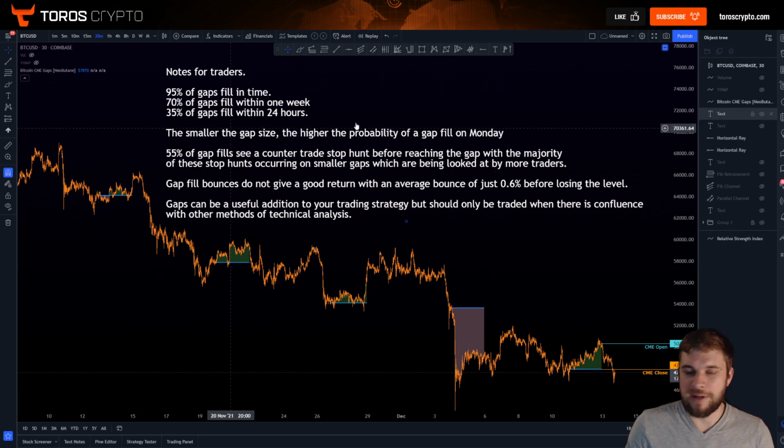Another important bit of information is the smaller the gap size, the higher the probability of a gap fill on Monday.